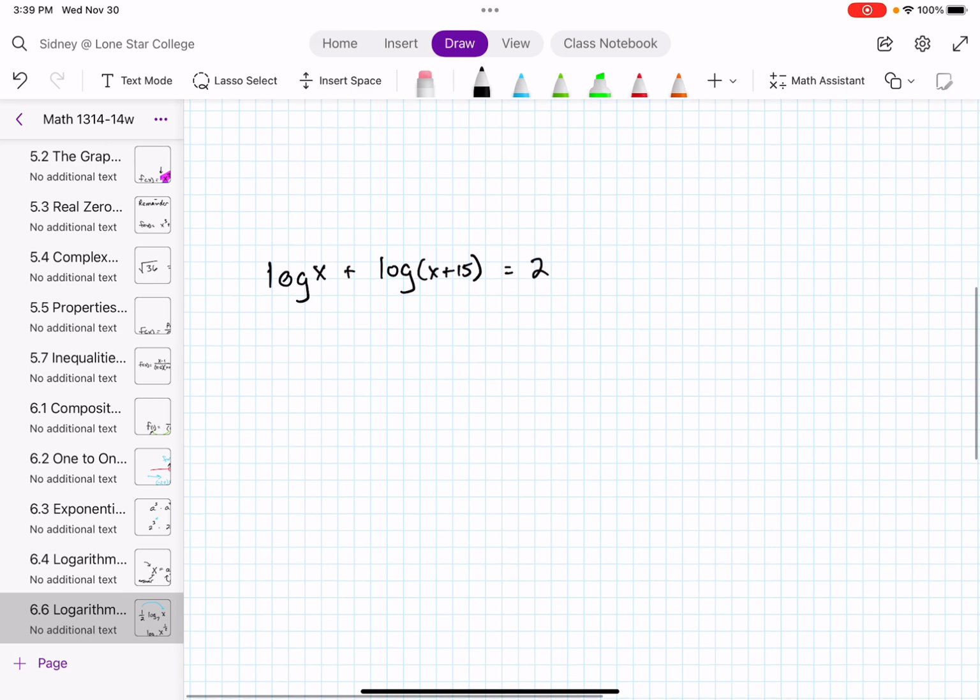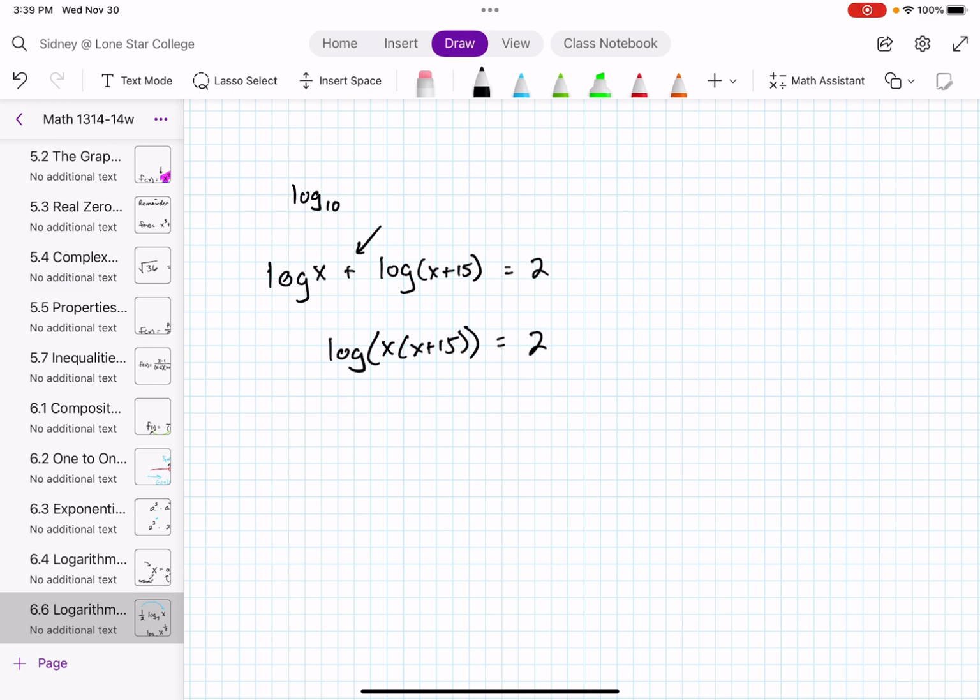Next problem. A lot of times in these, you want to combine into a single log, the product of logs, adding two logs being added. And by the way, this is log base 10. Anytime it doesn't give you a log base, it's just log. That is an understood base of 10. So this is log base 10 of x plus log base 10 of x plus 15 equals 2. So I can combine these into a single log. Because these are being added, I can multiply what's on the inside, x times x plus 15 there, and that still equals 2.